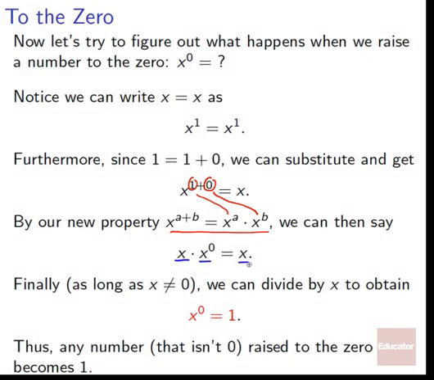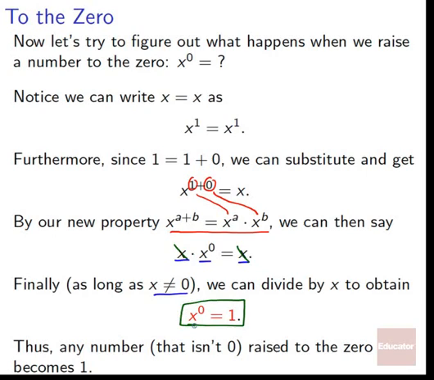Now, as long as x is not equal to 0, we can divide by it. If x is equal to 0, we can't really divide by it easily. But as long as x is not equal to 0, we divide by x. We cancel out the x's on both sides since they show up on both sides. They disappear, and we're left with x to the 0 equals 1.